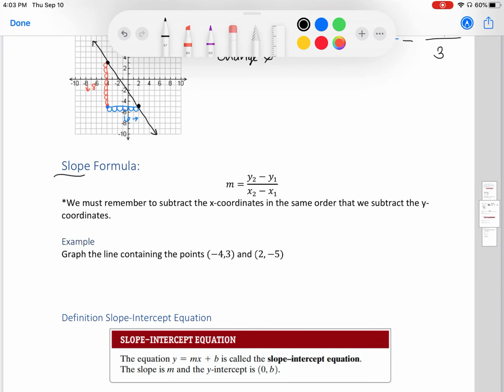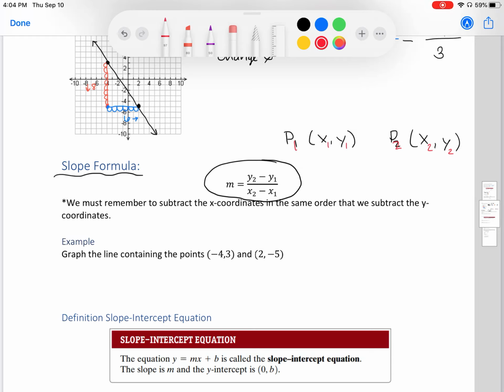Luckily, we have a slope formula so that we don't have to graph it and count our rise and our run each time. Our slope formula is defined by y2 minus y1 divided by x2 minus x1. Those little subscripts of 1 and 2 refer to your point. So if I have a point 1 with x and y, and a point 2 with x and y, then the subscript 1 tells me those are the values from point 1, and the 2 lets me know those are the values from my point 2.